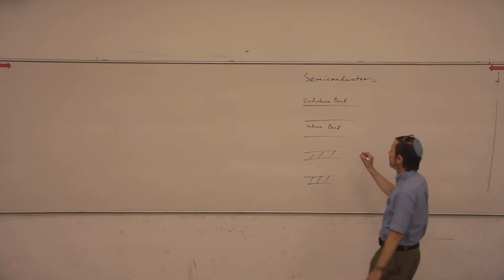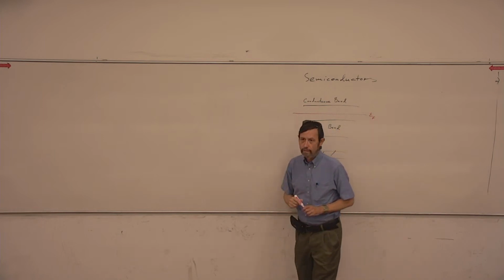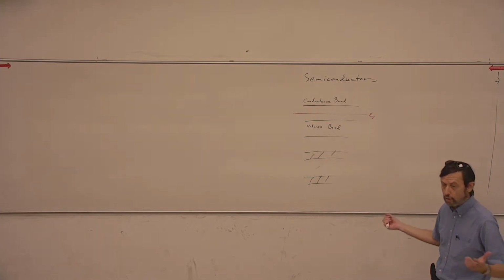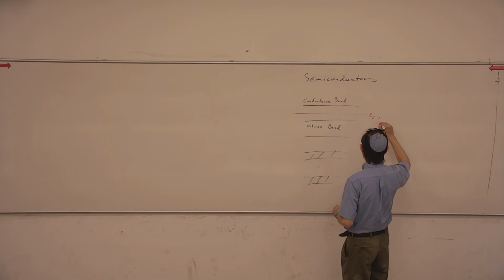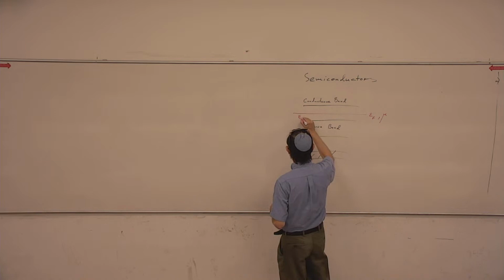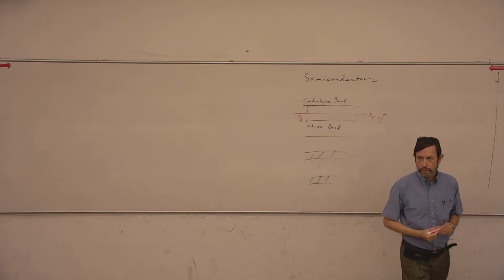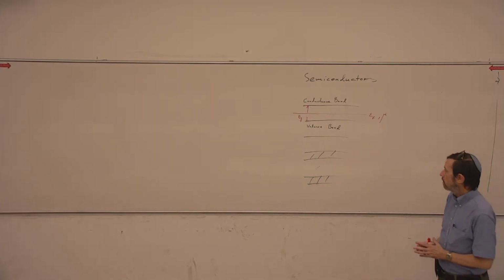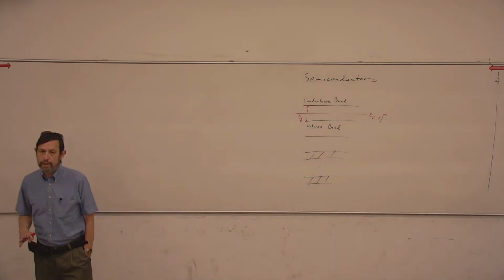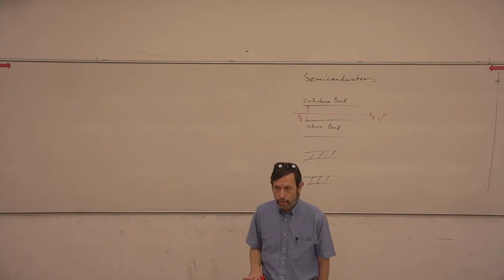and since I said it's an insulator, I know that the Fermi energy, or mu, is somewhere in between. And G is the size of the gap. And we'll start from the simplest semiconductor that we know, which is a pure semiconductor.